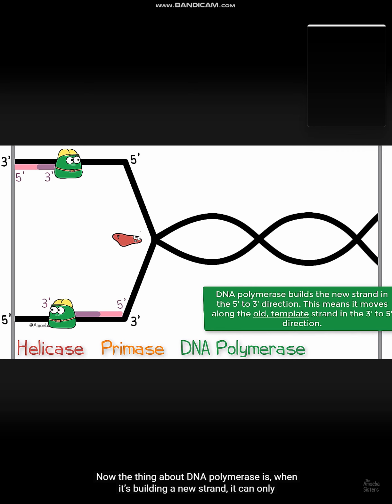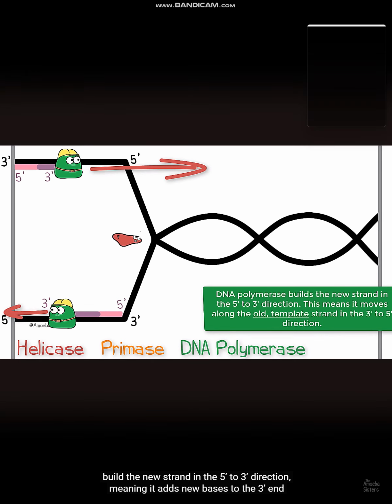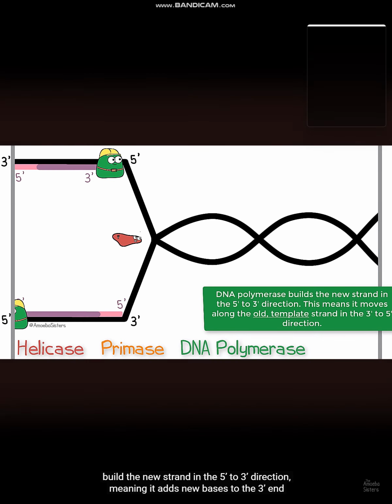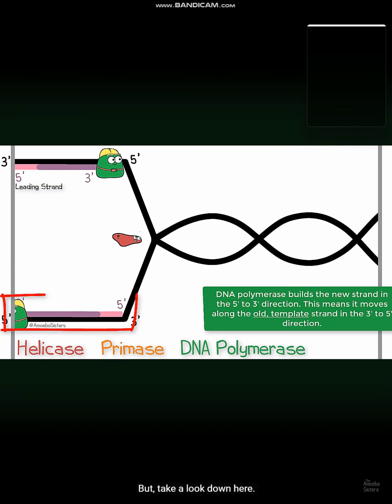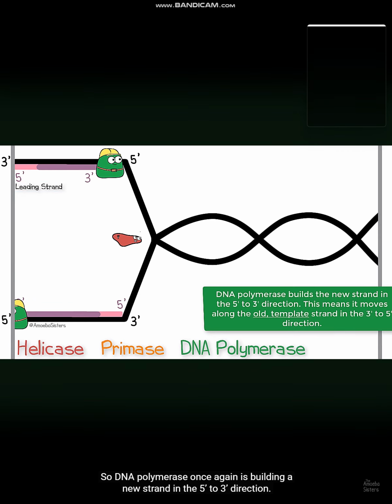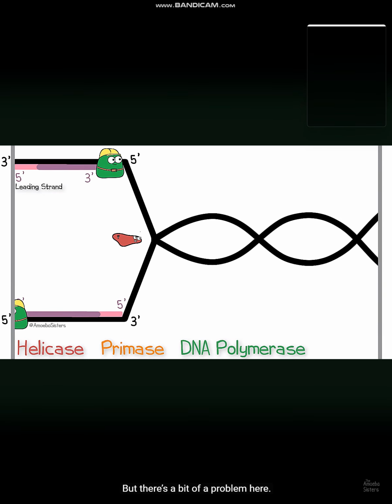Now, the thing about DNA polymerase is, when it's building a new strand, it can only build the new strand in the 5' to 3' direction, meaning it adds new bases to the 3' end on the new strand. See how it's being built in the 5' to 3' direction? This one is called the leading strand. But take a look down here. So DNA polymerase once again is building a new strand in the 5' to 3' direction. But there's a bit of a problem here.